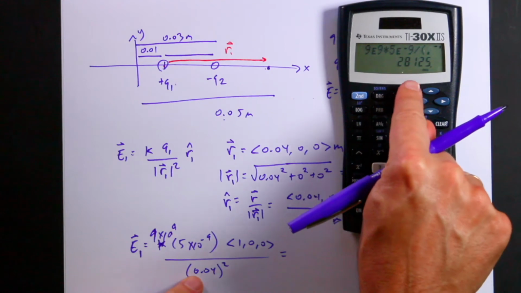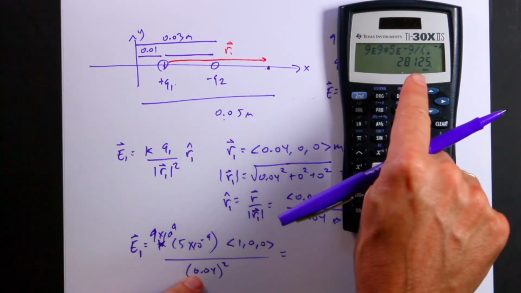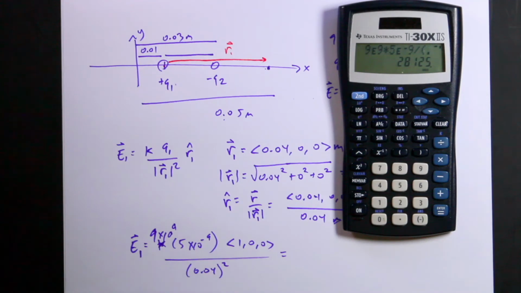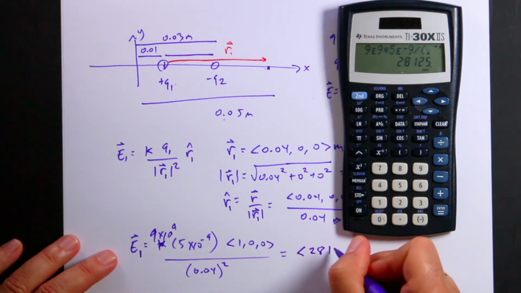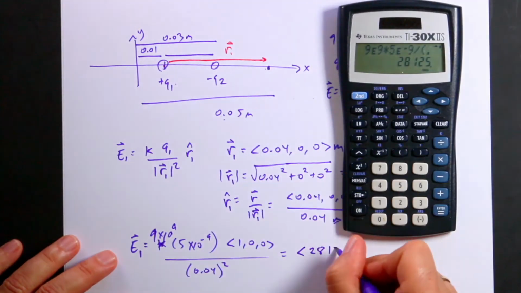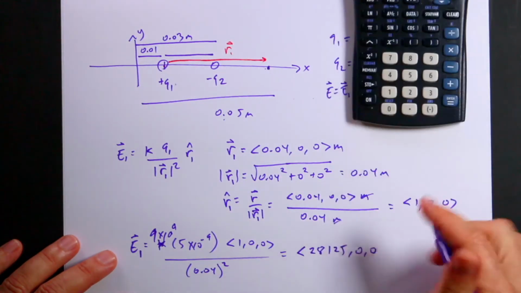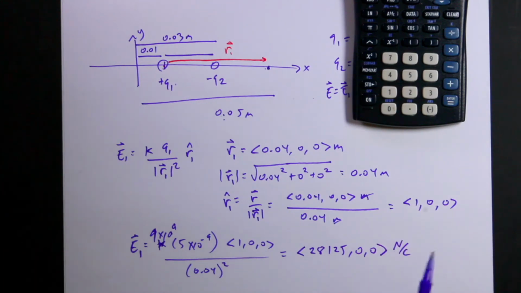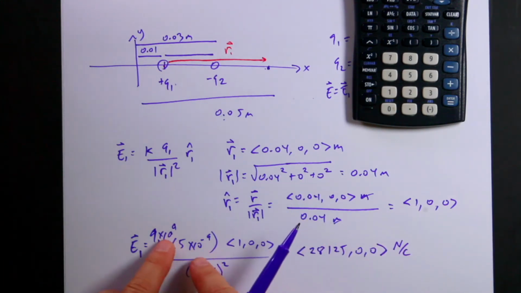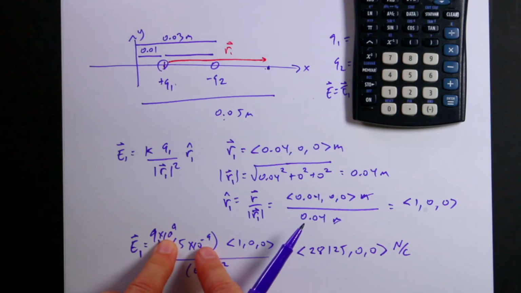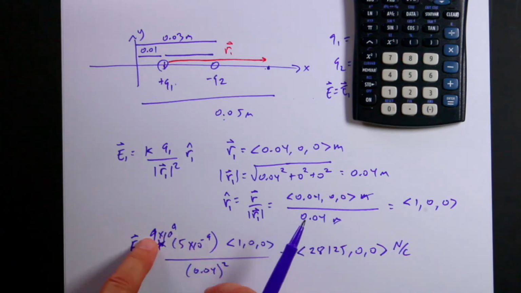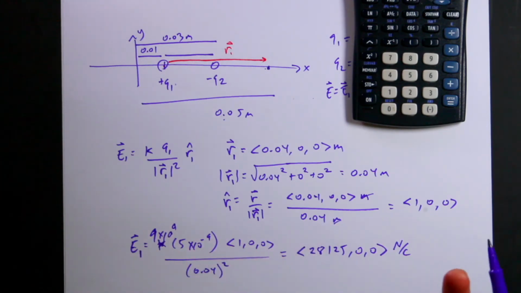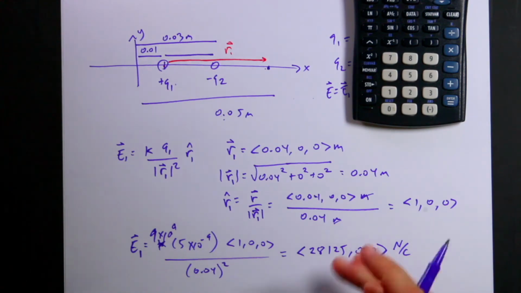So I need to multiply 28125 by the vector, by the component 1, and then 0 and 0. So I get 28,125, which is 2.81 times 10 to the 4th newtons per coulomb. Now, there's a trick here, obviously. Here I have a 10 to the ninth and a 10 to the negative ninth, so 10 to the ninth times 10 to the negative ninth is just 1. So you could just do 9 times 5 and then divide by 0.04 squared. But I did it the long way. Okay, so that's E1. Now we need to find E2.